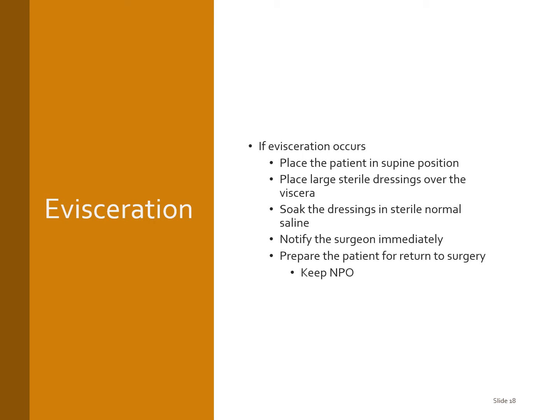A sign of impending dehiscence can be an increase in the flow of serosanguinous, this is serum and blood mixture, drainage into the wound dressing. When dehiscence occurs, the patient can state that something has given way. If dehiscence or evisceration occurs, quickly place the patient in a supine position and place large sterile dressings or towels soaked in normal saline over the incision and viscera. Notify the surgeon immediately and prepare the patient to return to surgery.